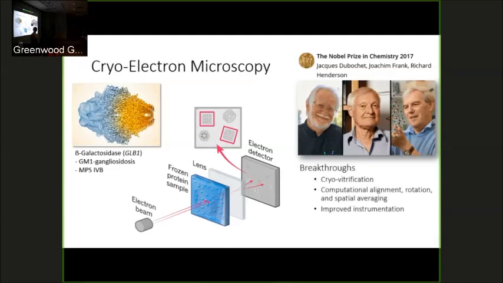And so their main breakthroughs included changing the sample preparation by immobilizing these particles in vitreous ice, called cryovitrification, and then also advanced computational alignment so that they rotate and spatially average all these different single silhouettes of the protein. The computer does that for them until it spits out some very elaborate molecular 3D image. And finally, improved instrumentation.